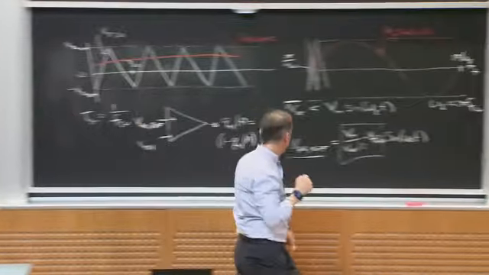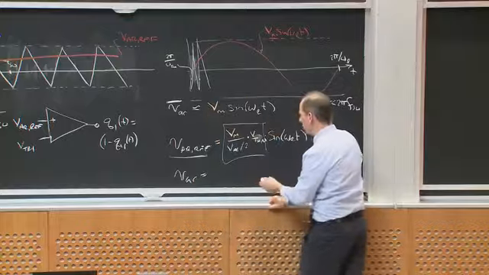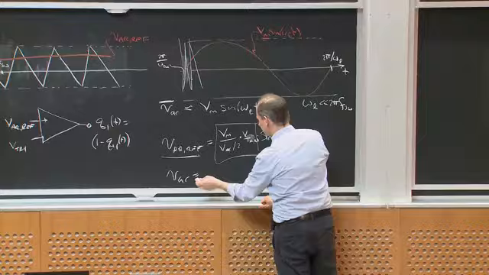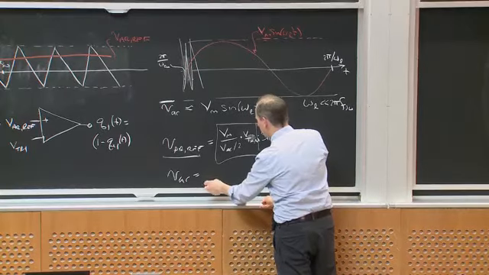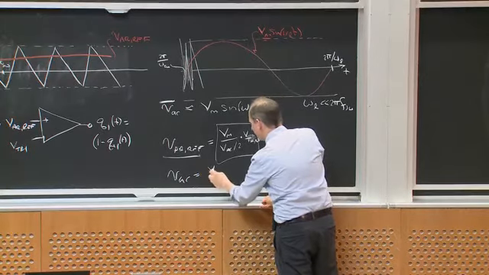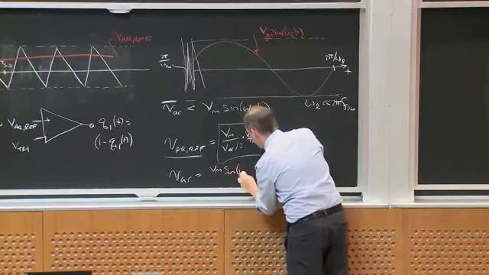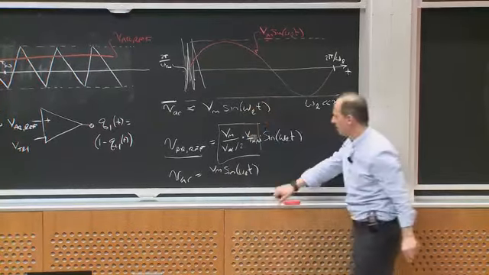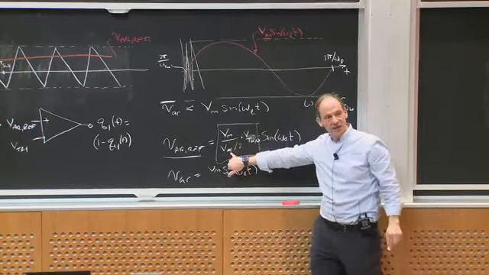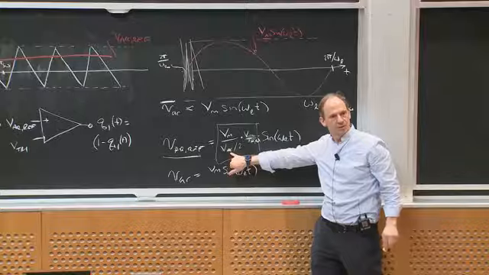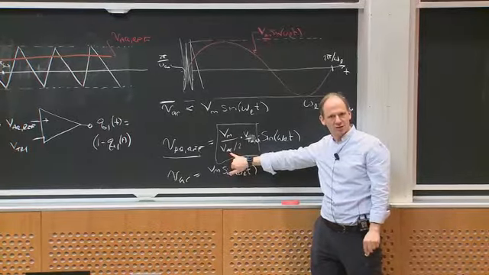So what I'm going to get is VA is going to be equal to VM over VDC. It's going to be equal to VM sine of omega LT, okay, where as long as V sub m is less than VDC over 2, right? Is that clear, or should I try to explain that better?